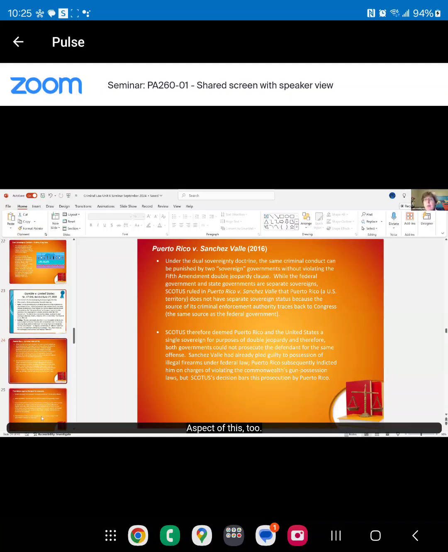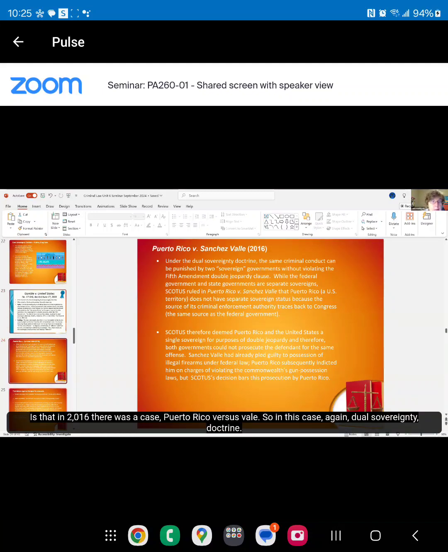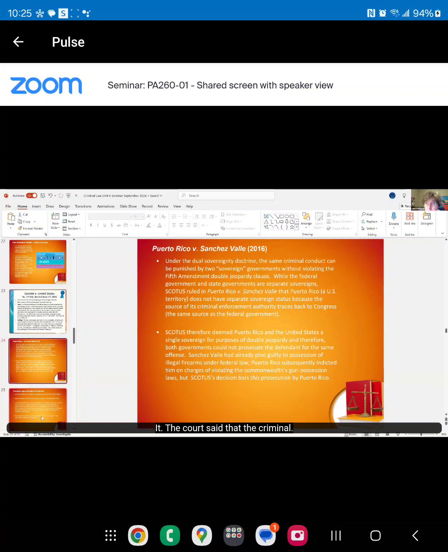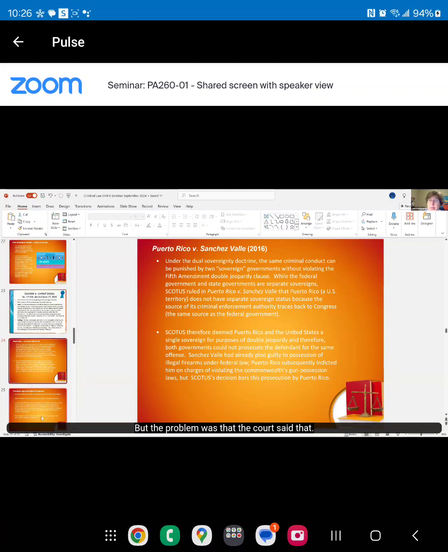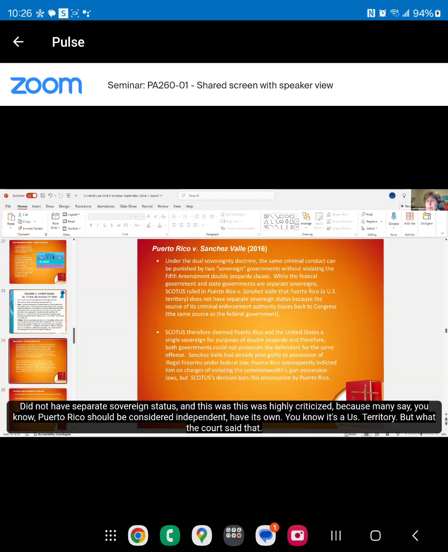Kind of an interesting aspect of this too is that in 2016, there was a case, Puerto Rico versus Sanchez Valle. Again, on the dual sovereignty doctrine, the court said that the same criminal conduct can be punished by two sovereign governments without violating the Fifth Amendment. But the problem was that the federal government and state governments are separate sovereigns, but SCOTUS found that Puerto Rico did not have separate sovereign status. This was highly criticized because many say Puerto Rico should be considered independent, have its own, it's a US territory.